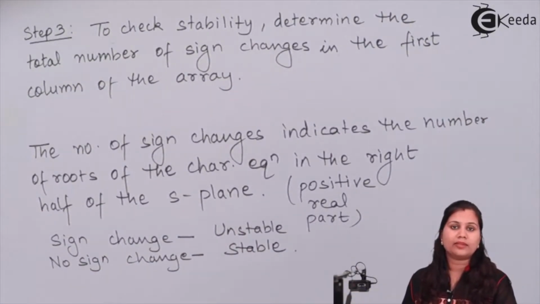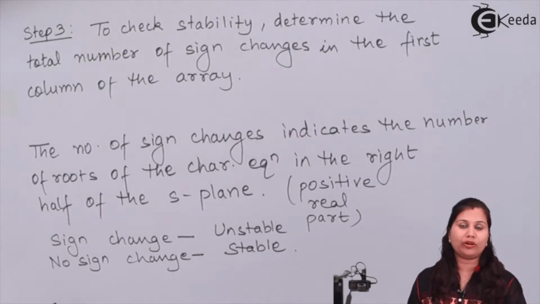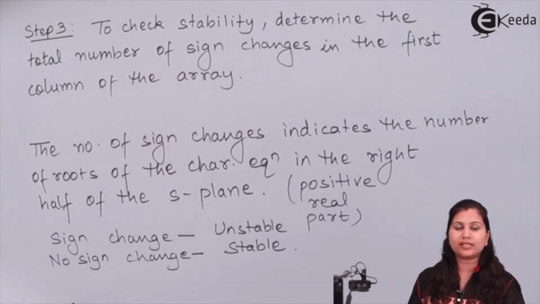So this is how the Routh stability criteria defines the stability, or checks the stability of the system. Now let's see the necessary and the sufficient conditions for this Routh stability criteria.